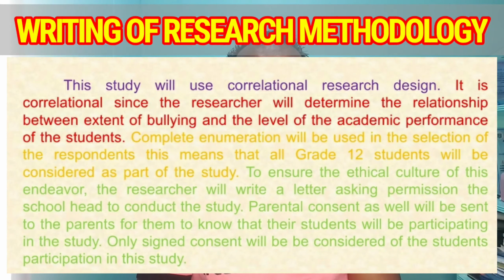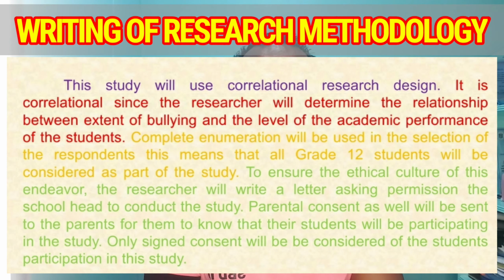First is on the design. You have to mention the design. This study will use correlational research design. So the design is correlational. You also have to justify why you are using this design. It is correlational since the researcher will determine the relationship between extent of bullying and the level of academic performance of the students. So you are highlighting the reason why you are using the correlational research design, because you want to determine the relationship.